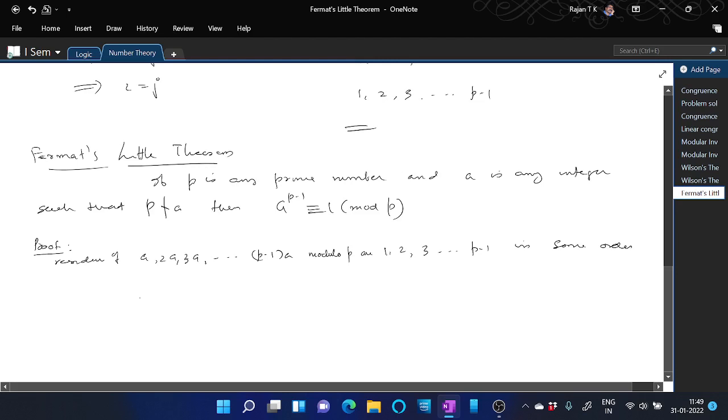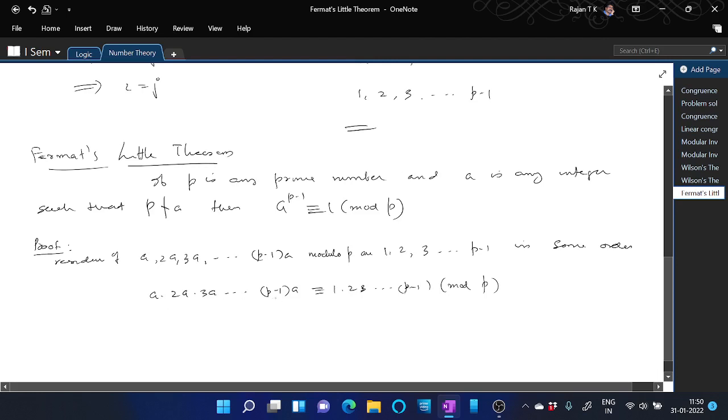That means A into 2A into 3A into etc. P minus 1 into A is congruent to 1 into 2 into 3 into etc. P minus 1 modulo P, because A, 2A, 3A, etc., P minus 1 A in some order are congruent to 1, 2, 3, etc., P minus 1 modulo P, and therefore their product is congruent to 1 into 2 into 3 into etc. P minus 1 modulo P.